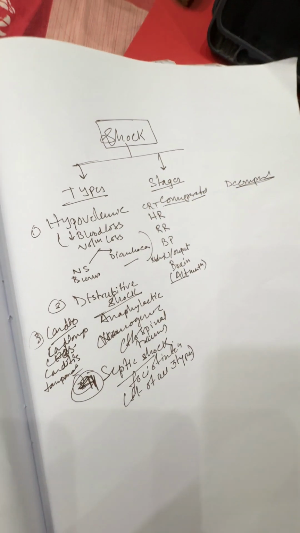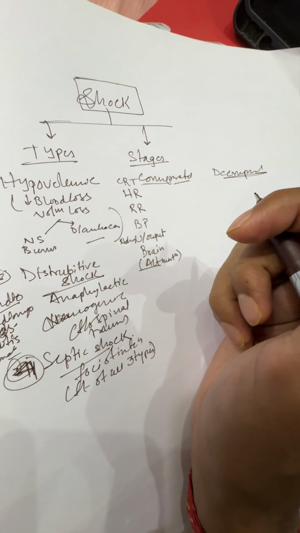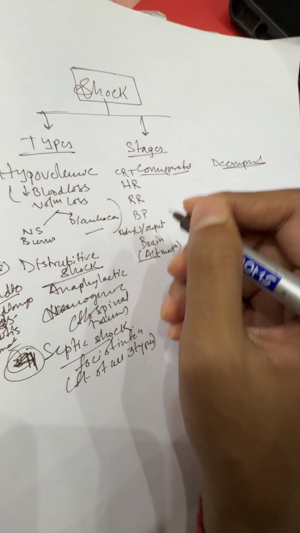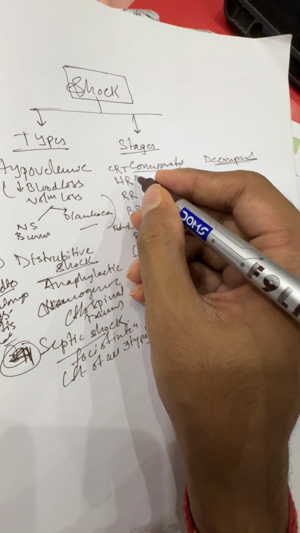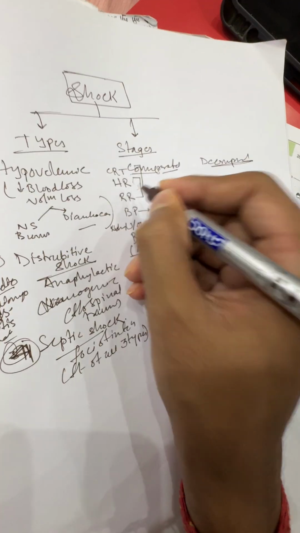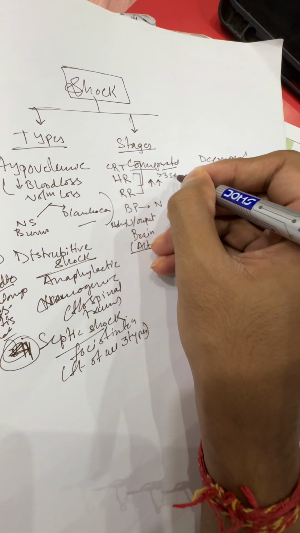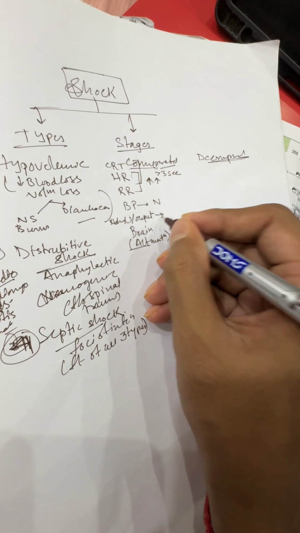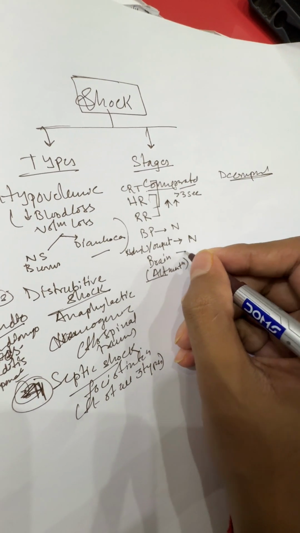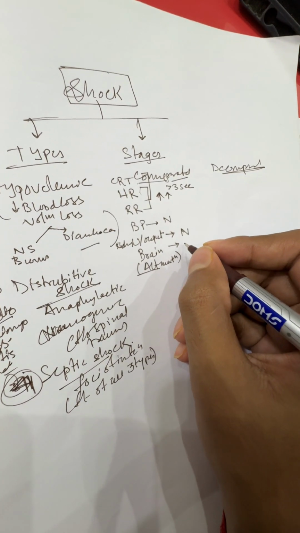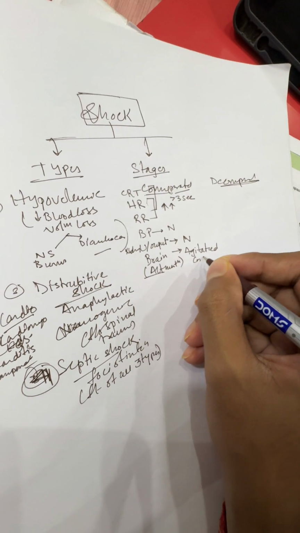So in compensated shock, the cardiovascular parameters generally remain normal. So here the BP will be normal, although the heart rate, respiratory rate and capillary refill time will be increased. The CRT is normally more than 3 seconds. The urine output will be normal, and in the brain, the mentation or sensorium, the patient will be agitated or confused.